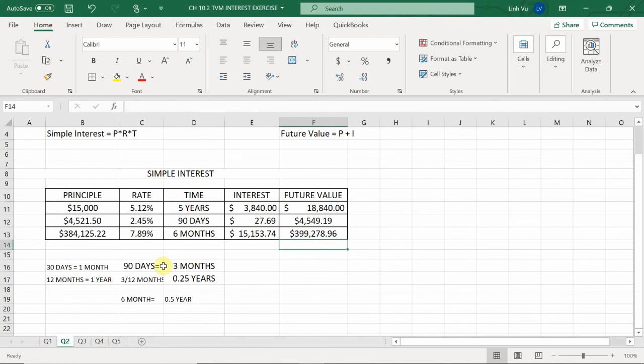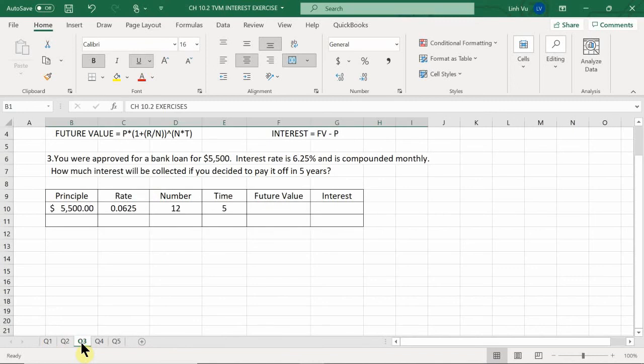$399,279.25, 96. Yeah, okay, 96. Okay, perfect. Excellent. So that's simple interest. So let's go ahead and do question number 3 here.